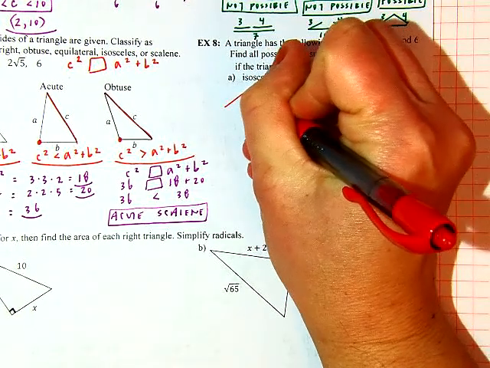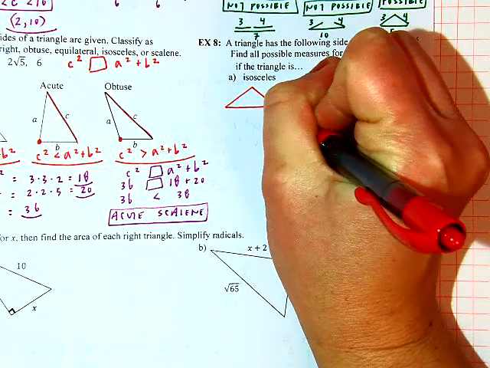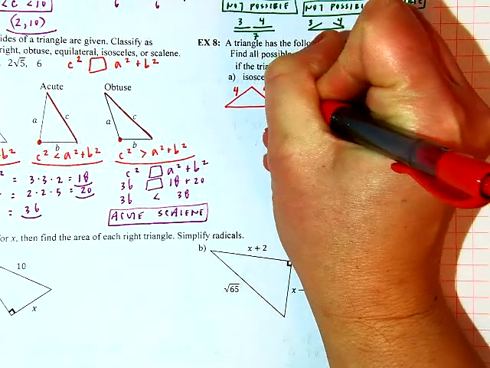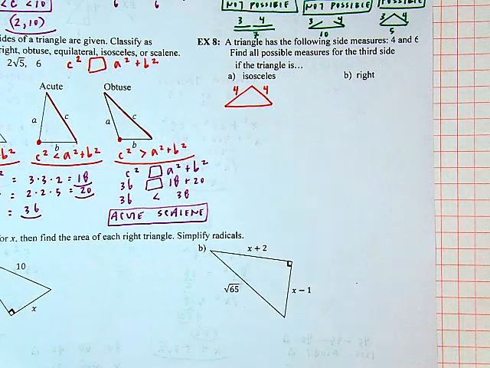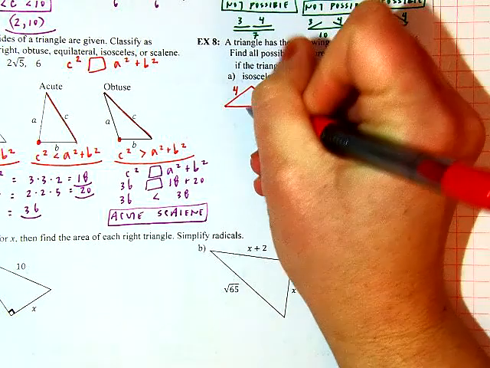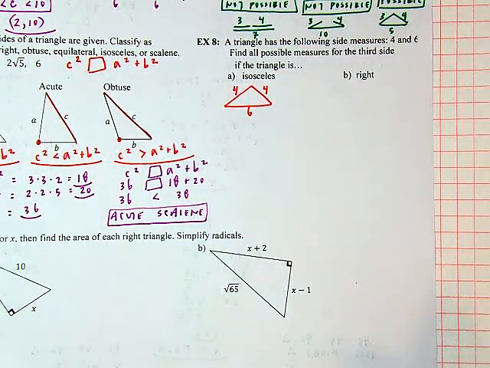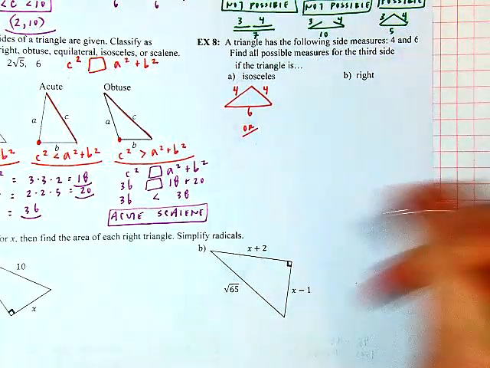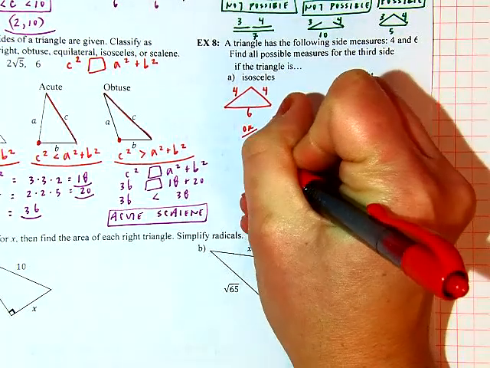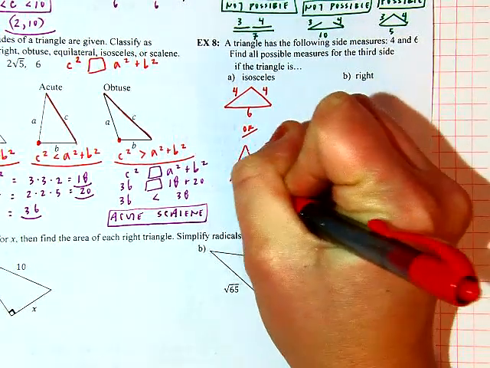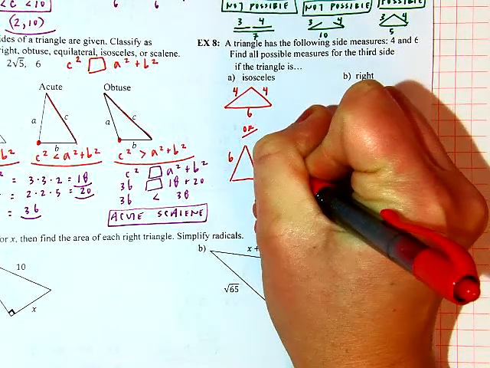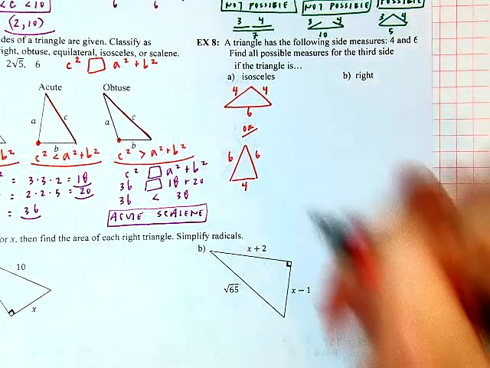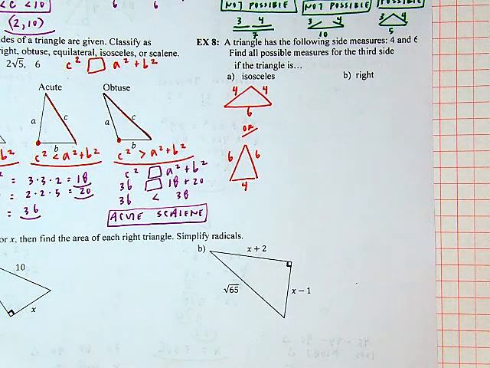So it could be that 4 represents a leg, which means that the other leg would be 4, and then the base would be 6. That would be an option. Or it could be that 6 is a leg, which means the other leg is 6, and then the base would be 4. So that third side could be 4 or 6.